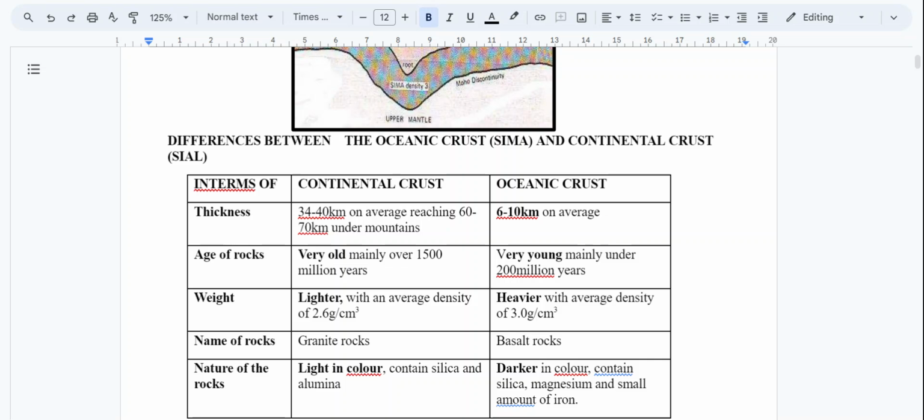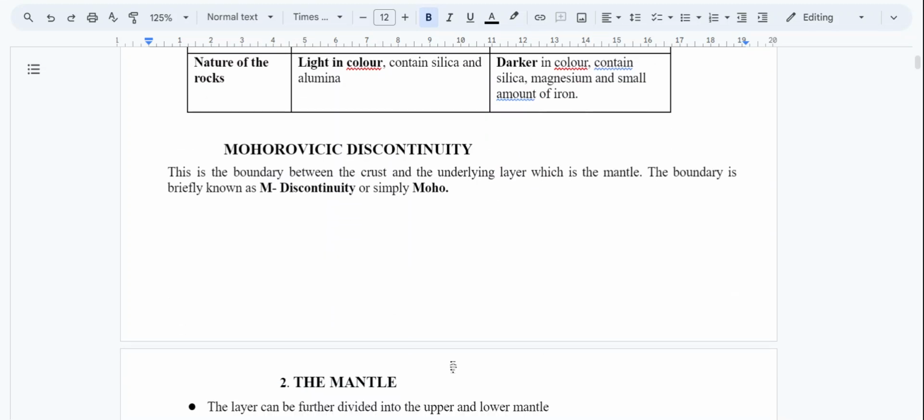In terms of the type of mineral that we get in these rocks, in the continental crust we have silica and alumina. Whilst in oceanic crust we have silica, magnesium, and a small amount of iron.